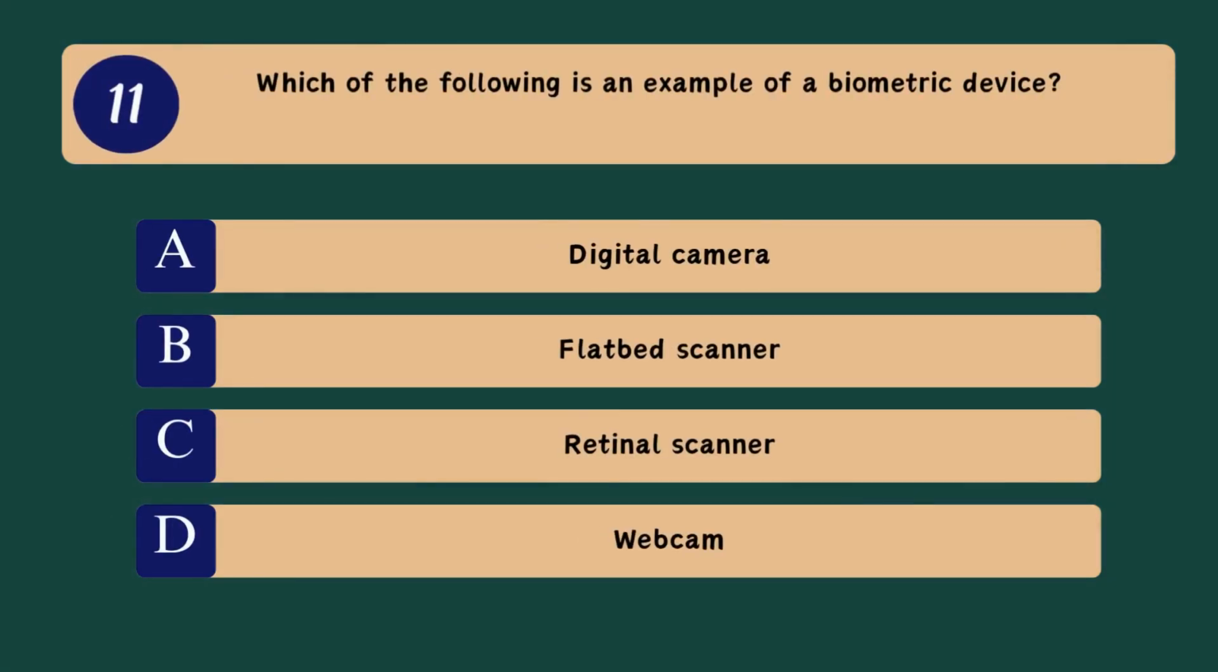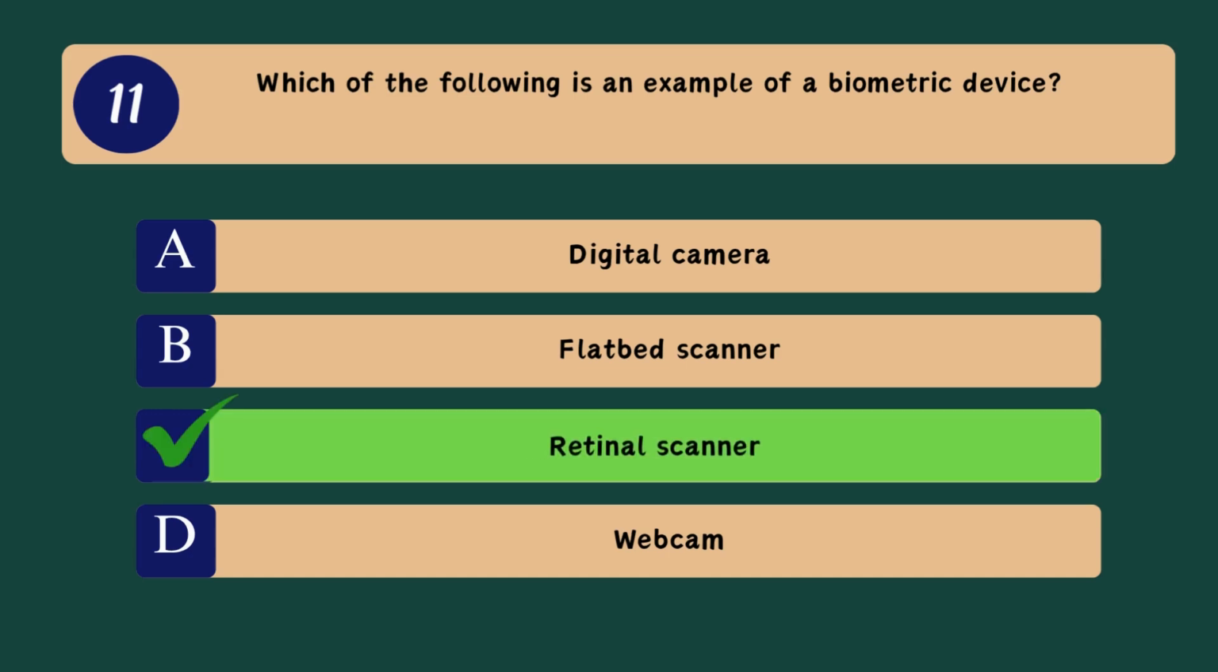Question 11. Which of the following is an example of a biometric device? A. Digital camera. B. Flatbed scanner. C. Retinal scanner. D. Webcam.